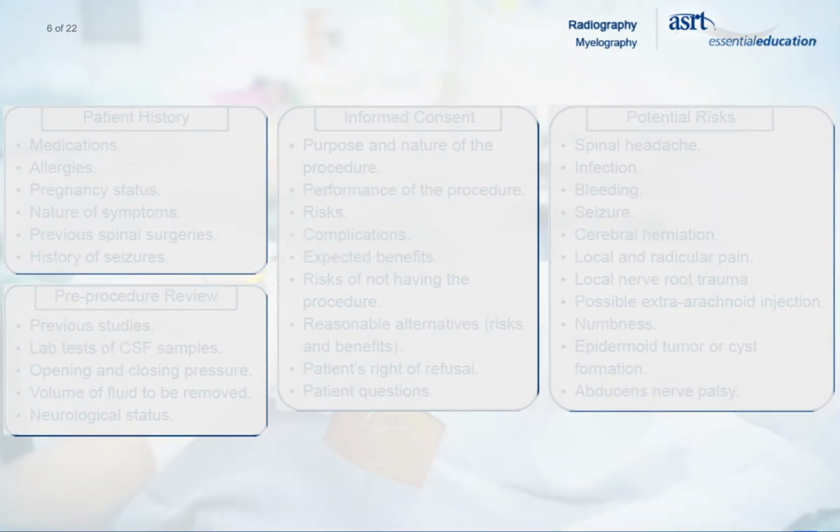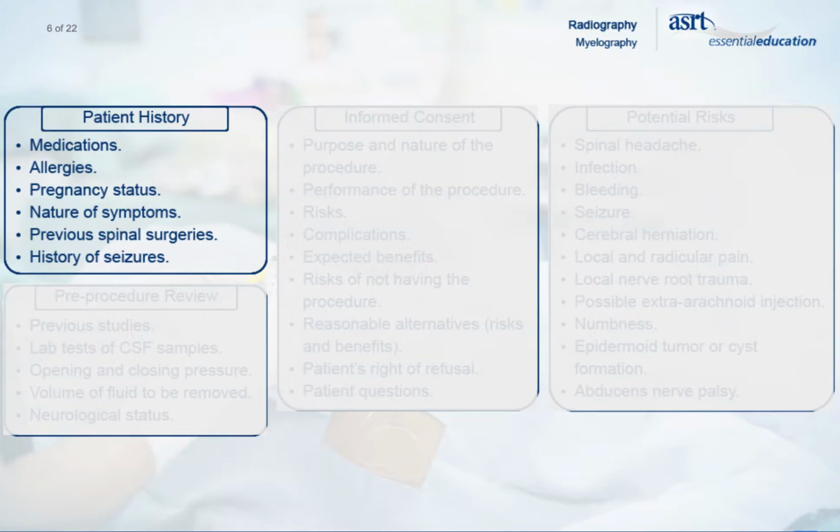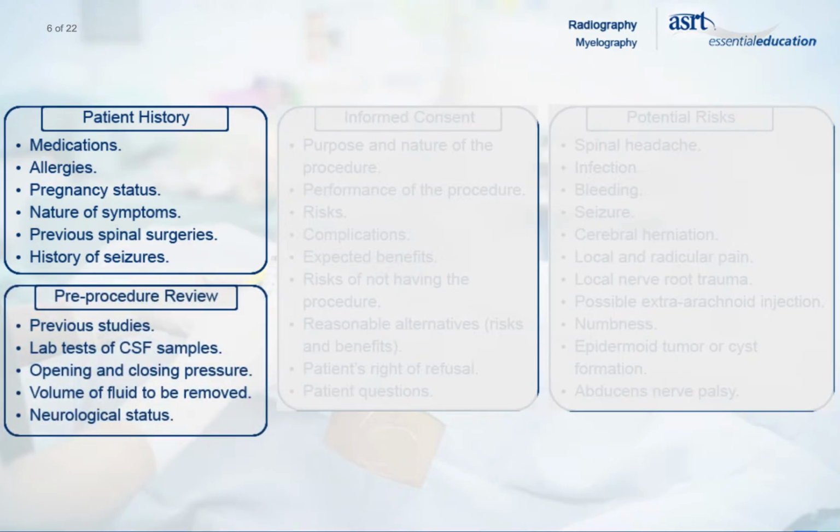Before beginning the procedure, a brief history from the patient should be recorded. This history should include at least the patient's current medications, allergies, and pregnancy status, as well as the specific nature of their symptoms, any previous spinal surgeries, and any history of seizures. Additionally, before the procedure, the patient's previous studies should be reviewed, as well as orders for any laboratory testing of CSF samples, the patient's opening and closing pressure, and the amount of fluid to be removed. A focused neurological examination may also be performed.